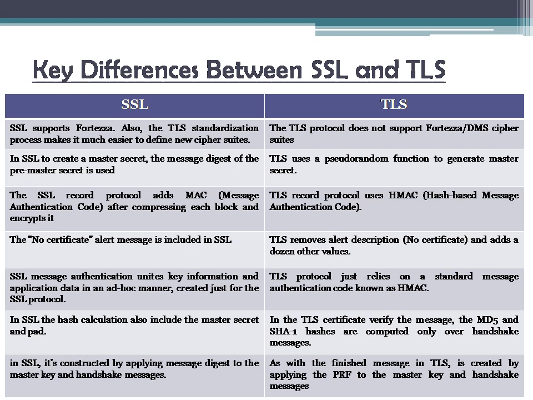Next, in the TLS certificate verify message, the MD5 and SHA-1 hashes are computed only over handshake messages. However, on the contrary, in SSL, the hash calculation also includes the master secret and pad. Lastly, as with the finished message in TLS, here it is created by applying the PRF to the master key and handshake messages, whereas in SSL, it's constructed by applying message digest to the master key and handshake messages. So these are few of the differences between SSL and TLS.